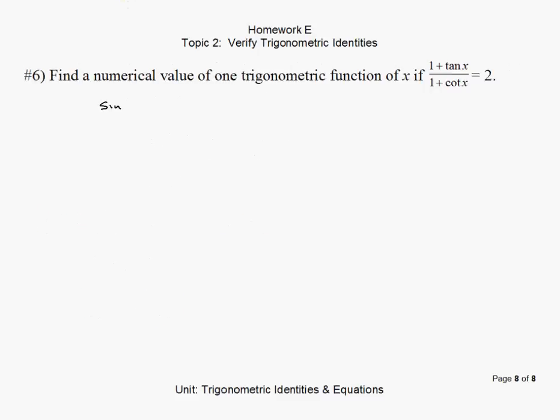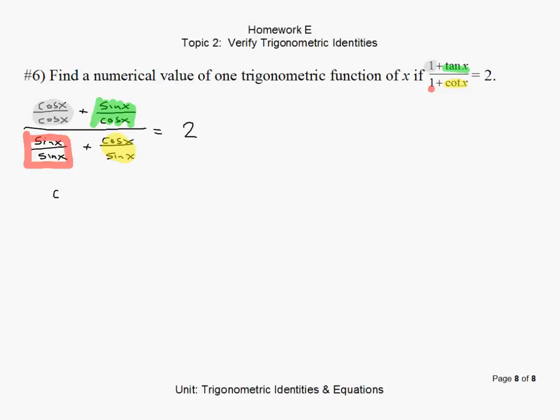Number 6, I'm going to change the tangents to sine over cosine. I'm going to change the cotangent to cosine over sine. I'm going to change the 1's to have a common denominator. So the first one becomes cosine over cosine. The second one becomes sine over sine. Add your fractions.